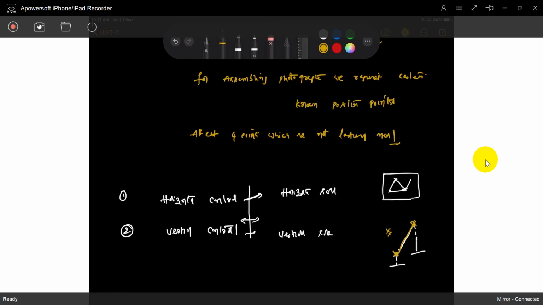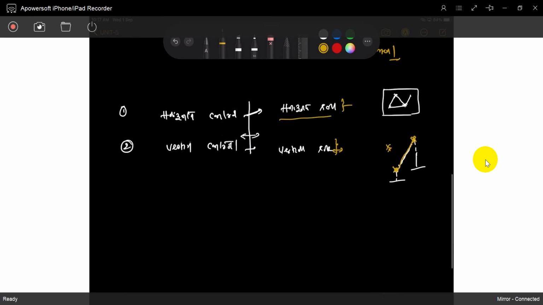Okay, known points. If you fix known position points on the horizontal scale, it is horizontal control. If you fix the points on a vertical scale, that is vertical control. Nothing more to discuss, that is a vertical control.